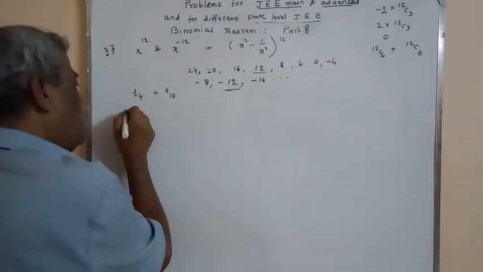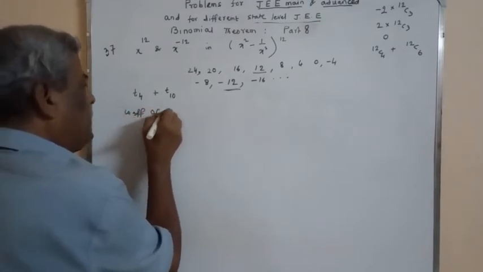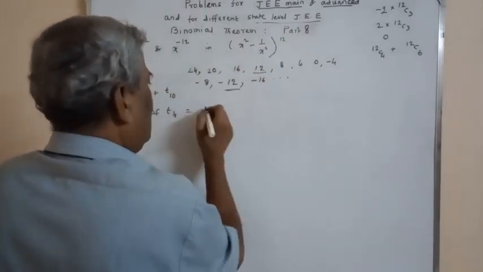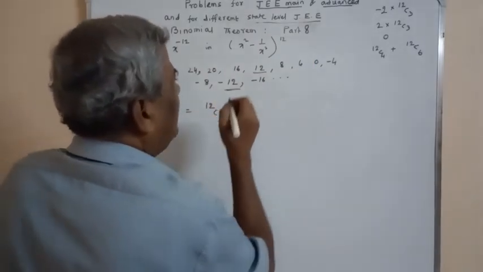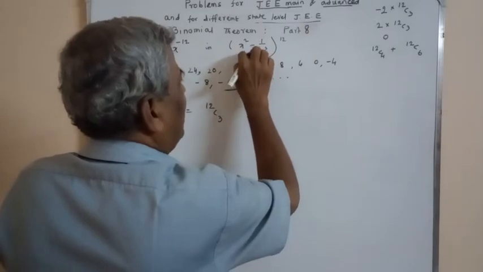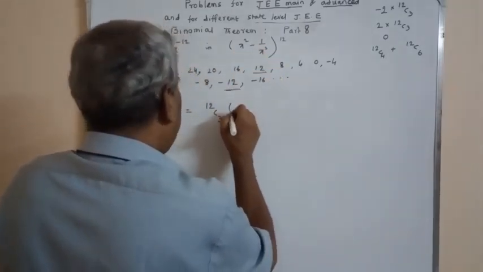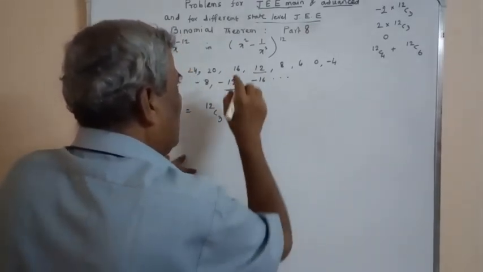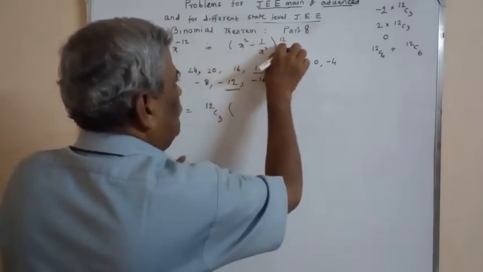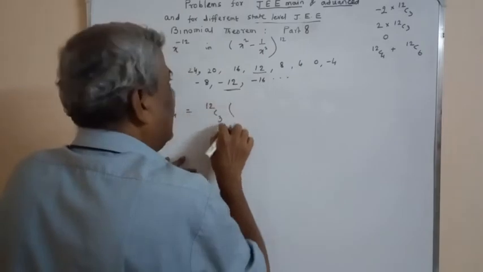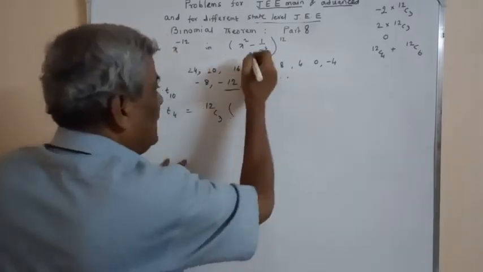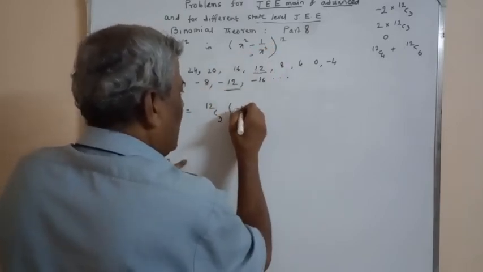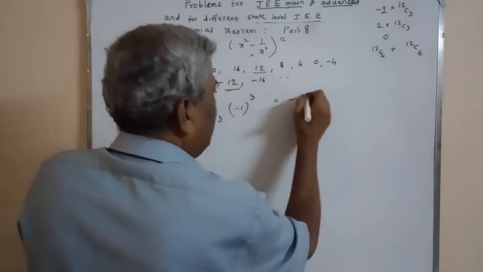Now the coefficient of T4 is equal to 12C3 into the x-part, but we do not have to count x. One negative is there, because it has (-1) to the power 3. So it is -12C3.